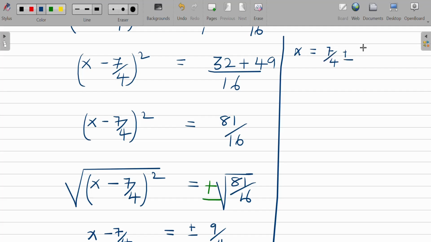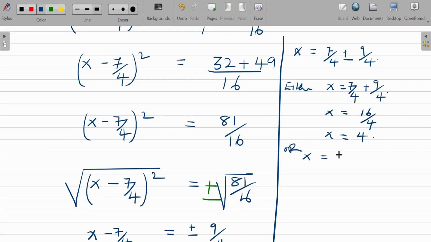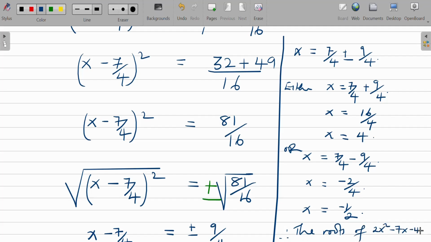So you can see that either x equals 7 out of 4 plus 9 out of 4. So we have x equaling, when we sum up, 16 divided by 4. Therefore x equals 4. Or we are going to have x equaling 7 out of 4 minus 9 out of 4. So as we simplify, we are going to have negative 2 out of 4. Therefore our value of x becomes negative a half. Therefore the roots or the values of 2x squared minus 7x minus 4 equals 0 are 4 and negative a half.